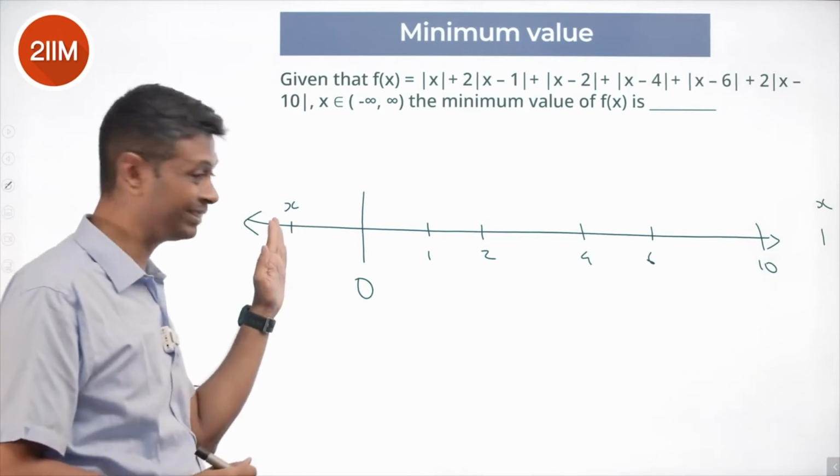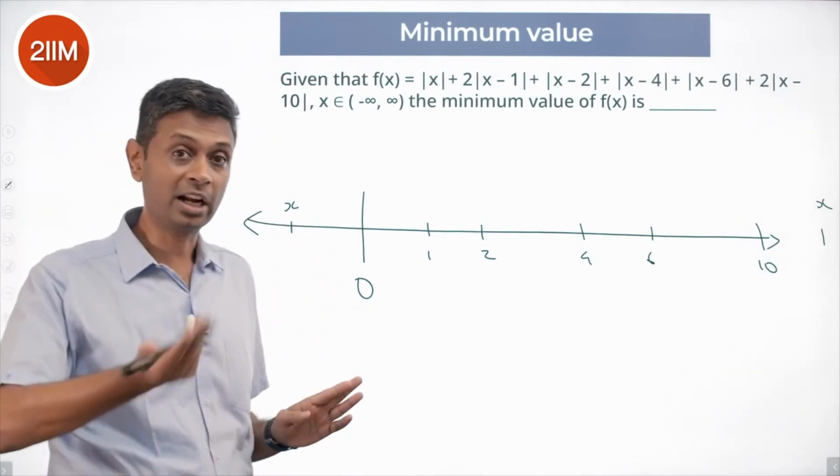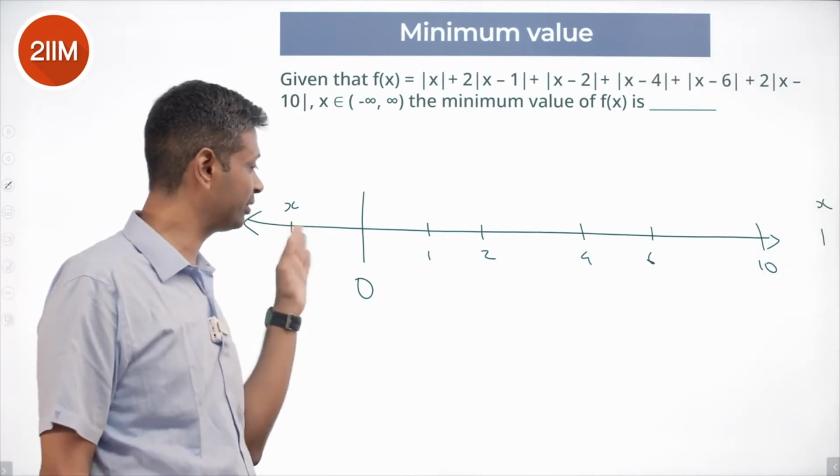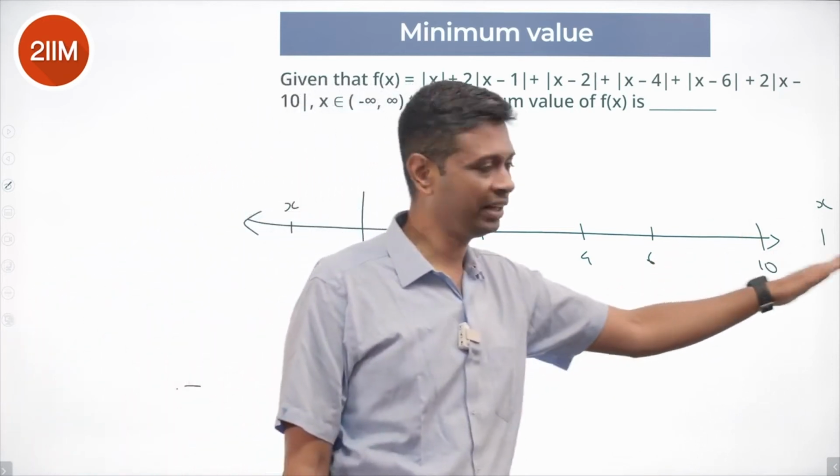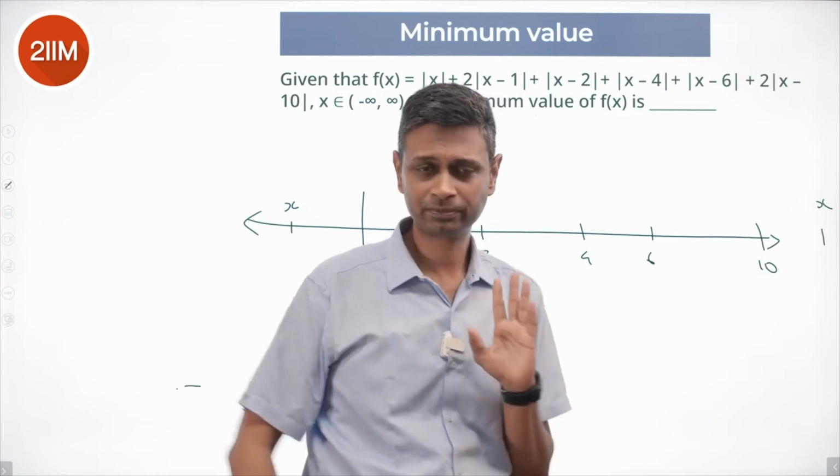I don't have to think about x here. If I put x at 0, that will be better than putting x here. All these distances won't get added. First step. Likewise, beyond 10, I don't need to worry. I'll worry about 10. Right?